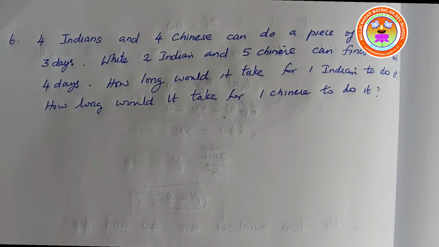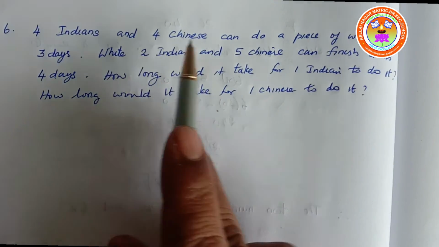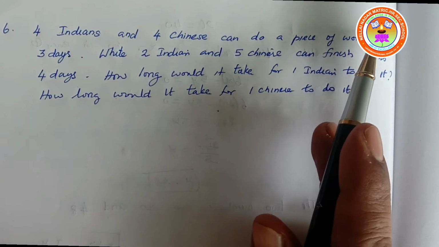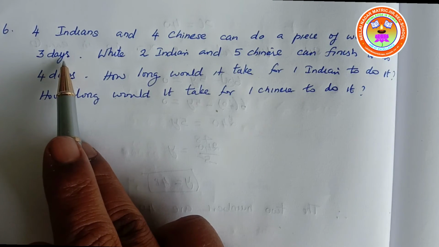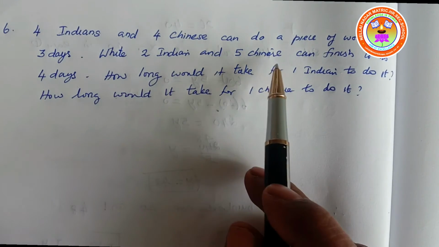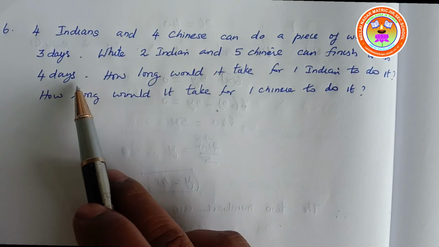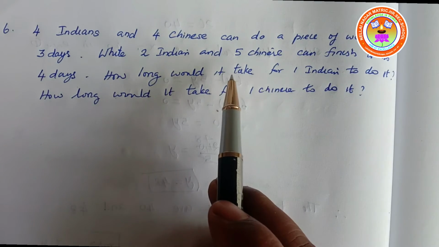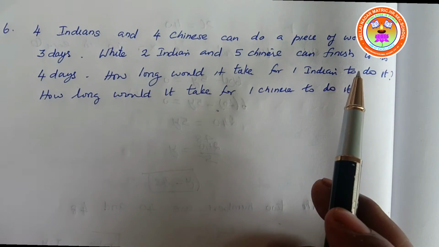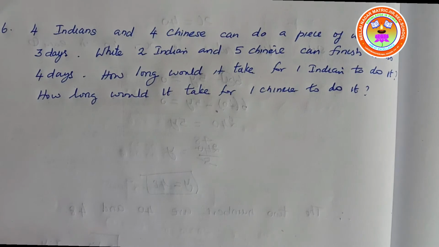Question number 6. 4 Indians and 4 Chinese can do a piece of work in 3 days, while 2 Indians and 5 Chinese can finish it in 4 days. How long would it take for 1 Indian to do it? How long would it take for 1 Chinese to do it?